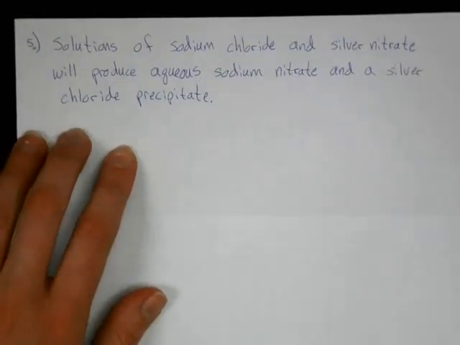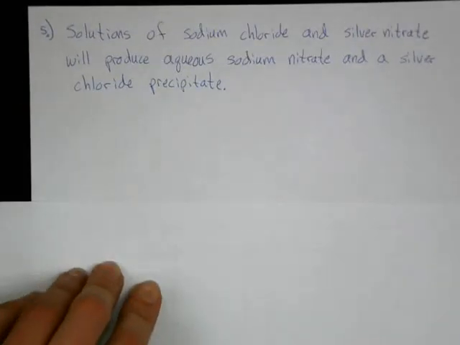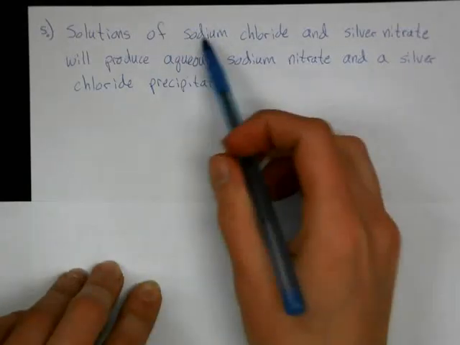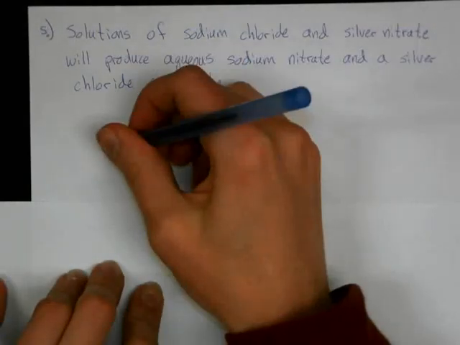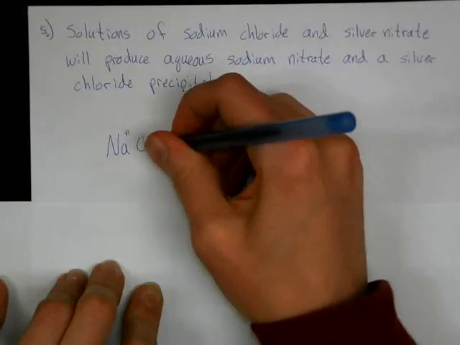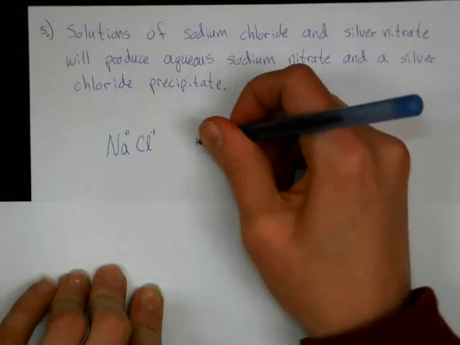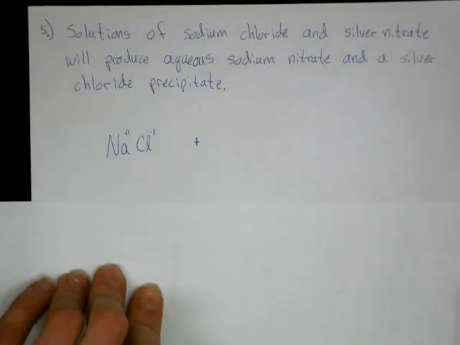Alrighty, two more examples. Solutions of sodium chloride and silver nitrate will produce aqueous sodium nitrate and a silver chloride precipitate. Alright, getting a little bit more interesting. Sodium chloride, well, we've already seen that before, but let's double check our charges. Sodium's a +1, chlorine is a -1. So this is going to be NaCl.